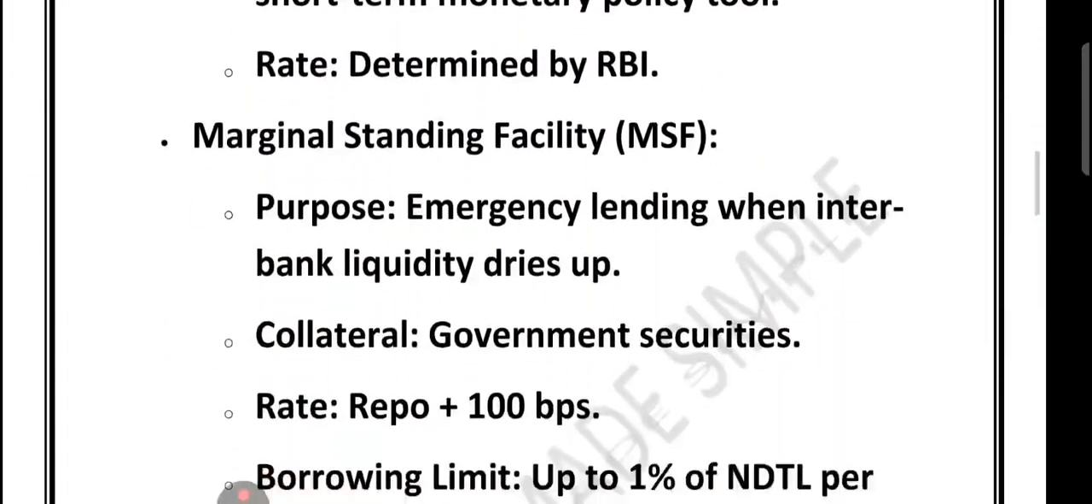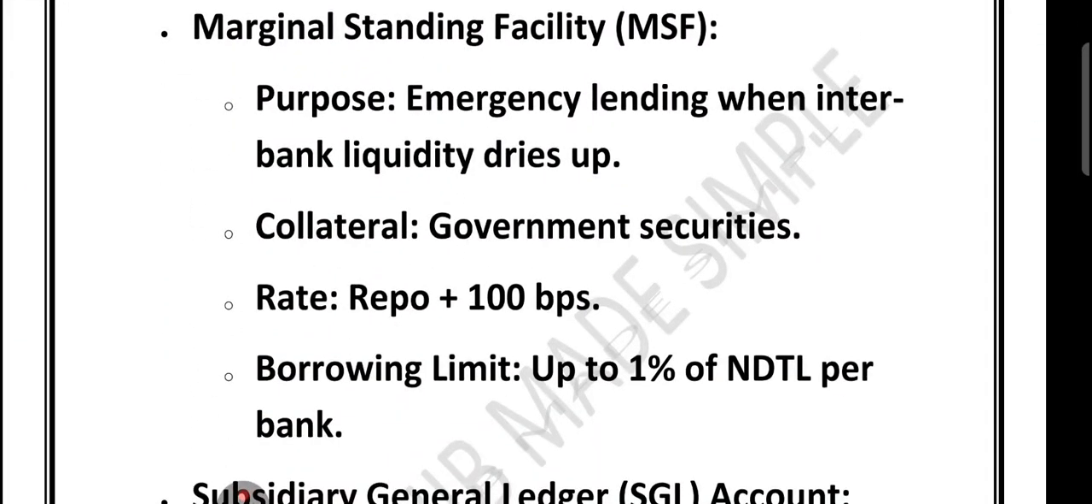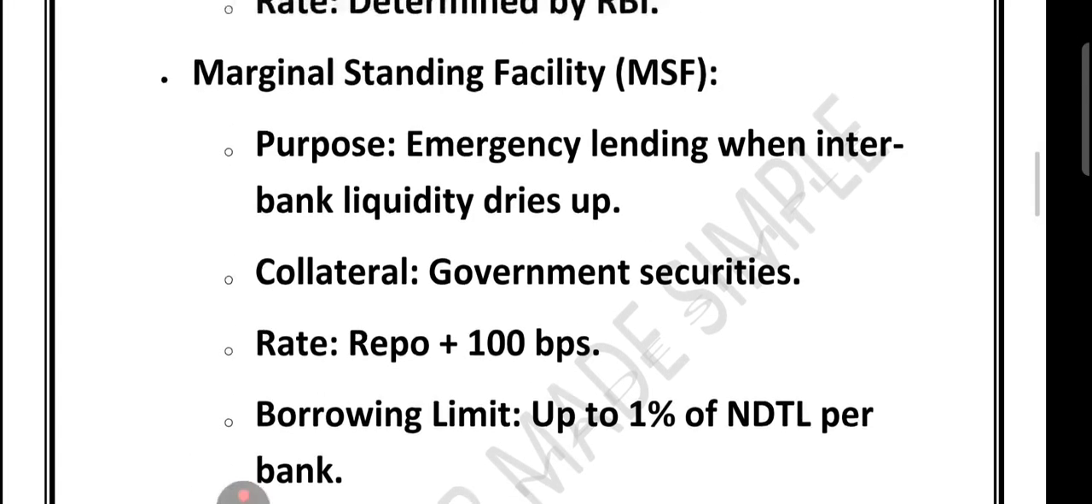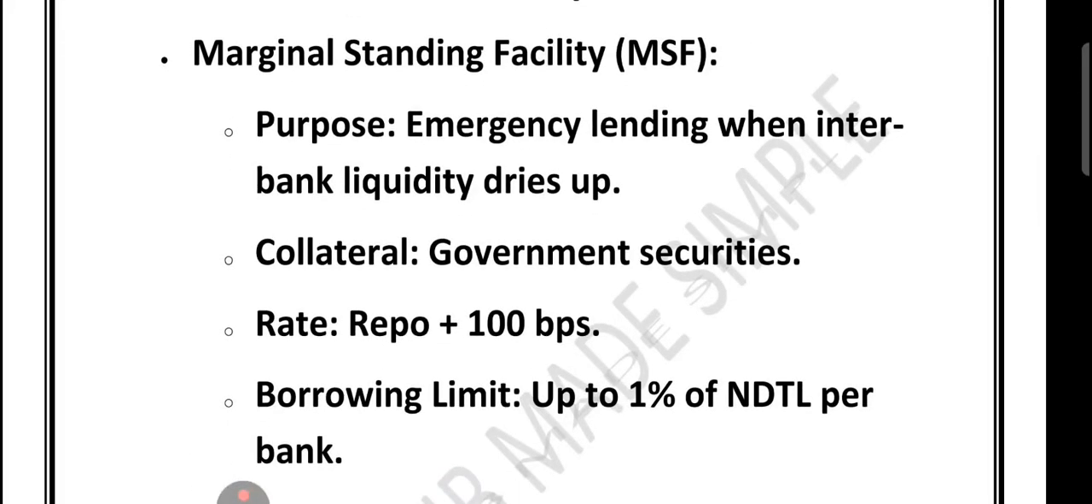Then we have the Marginal Standing Facility, or we call it MSF. It's like an emergency lending window for banks when interbank liquidity dries up. Banks can borrow against government securities, but at a higher rate, that is repo plus 100 basis points. Each bank can borrow up to 1% of its NDTL, or net demand and time liabilities. So what we just discussed is that MSF is a safety net for banks during liquidity crunches.